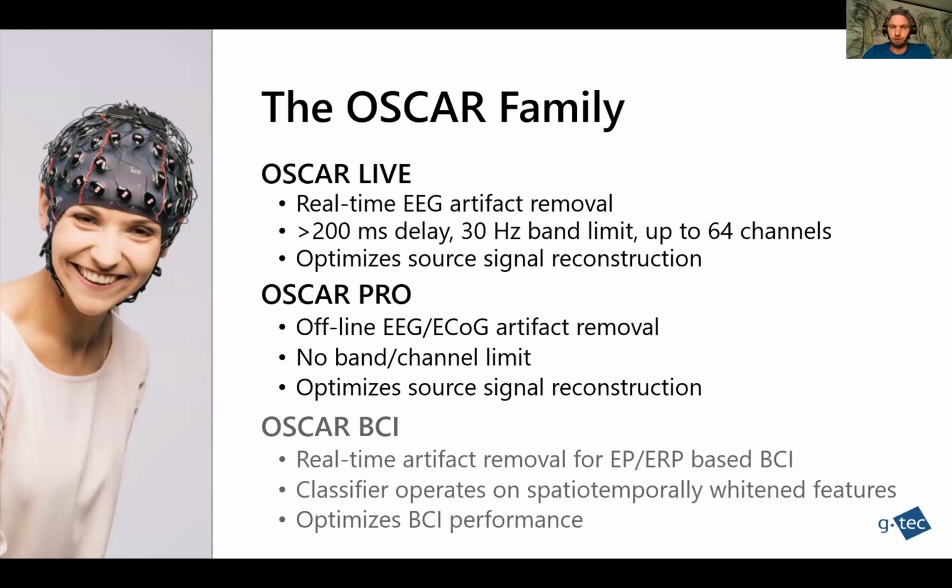And this is when we came up with OSCAR BCI. So this is again a real-time artifact removal for EP and ERP-based BCI. So you can, for example, use it for P300 spellers. You can use it for visually evoked potentials and so on. And here we are kind of staying in this spatiotemporally whitened space and removing the artifacts and doing our classification there. And we are not transforming back to the EEG standard space. So this is why we don't get any EEG data out of the OSCAR BCI, but it's not its purpose. Here we want to optimize BCI performance, and that's what it's doing quite well.